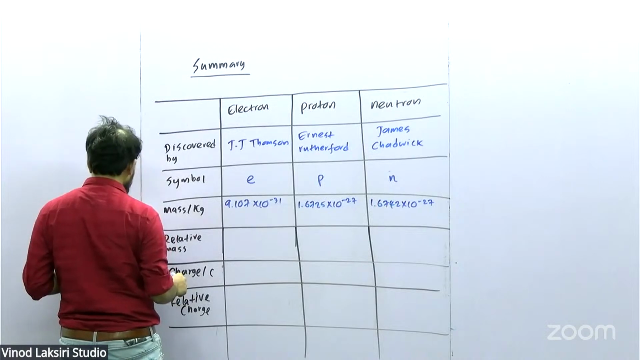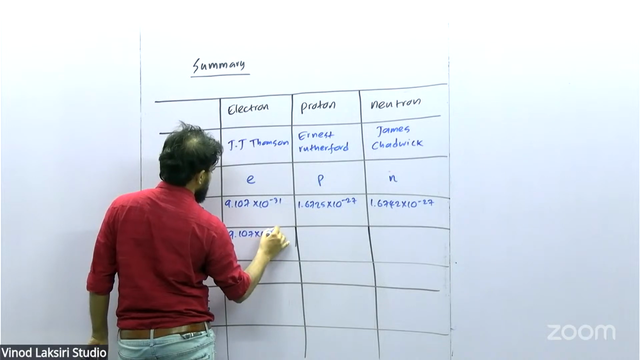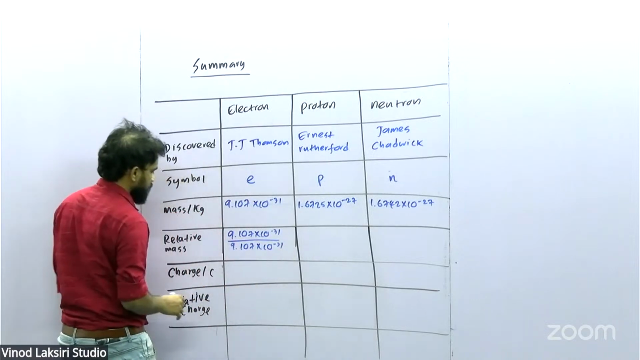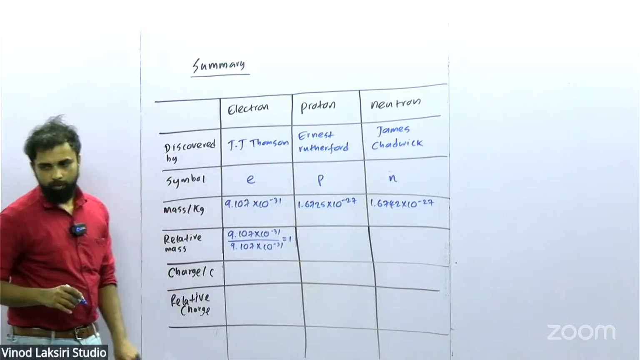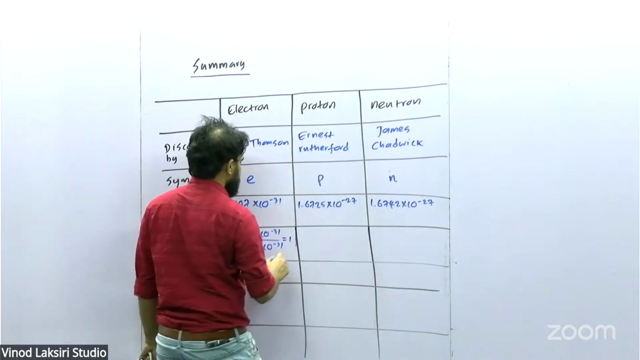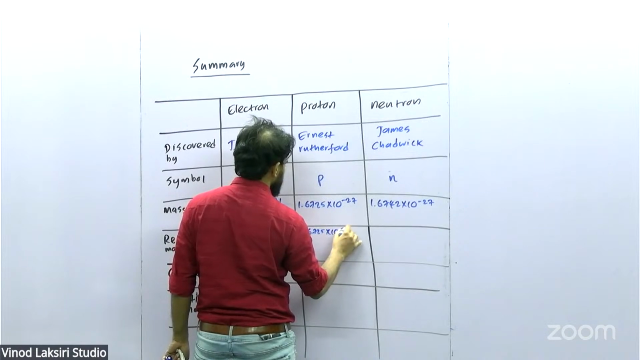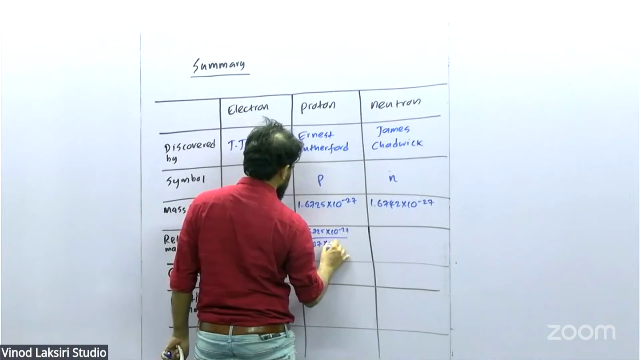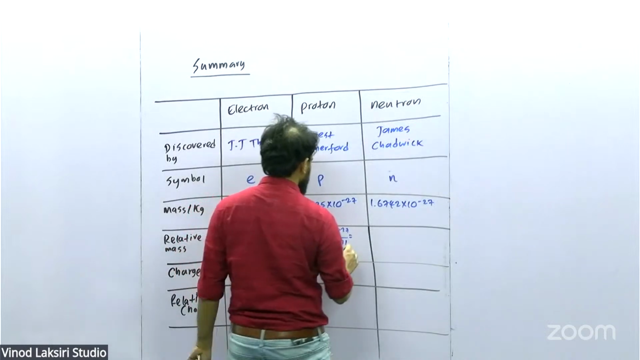Then how do you determine the relative mass? Relative mass means the mass of this particle should be divided by the mass of electron. So this one divided by this one, what is the answer? 1. Therefore, the relative mass of electron is 1. Then 1.6725 into 10 to the power minus 27 divided by the mass of electron, 10 to the power minus 31. Then what is the answer? 1837.